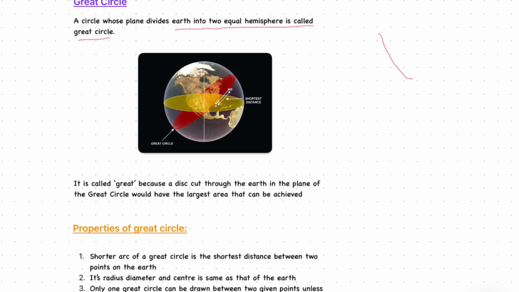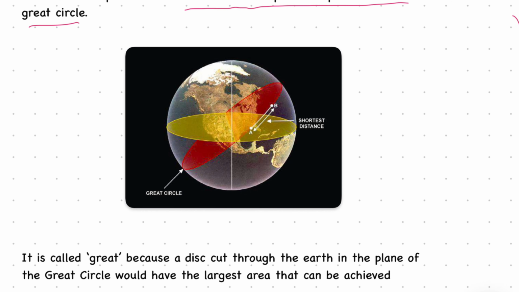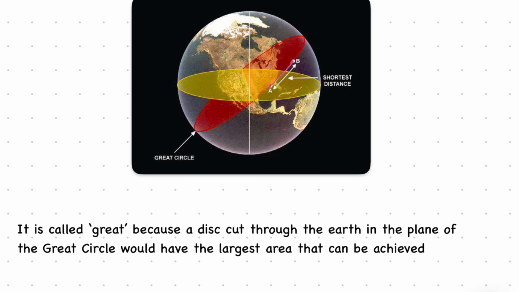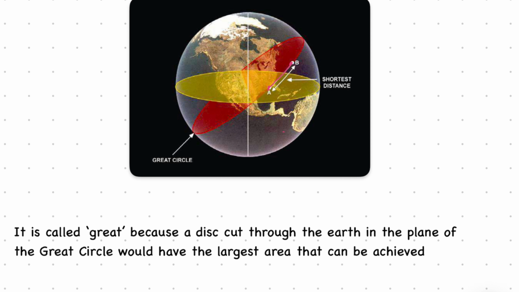Okay. So what actually is Great Circle? As you have learned from a definition, it divides our Earth into two equal hemispheres, or you can say it is the shortest distance between any 2 points on our Earth. Why it is called great? Because a disc cut through the Earth in the plane of Great Circle would have the largest area that can be achieved. From Great Circle, I just want you guys to learn one thing. It is the shortest distance between any 2 points given on our Earth. Okay.